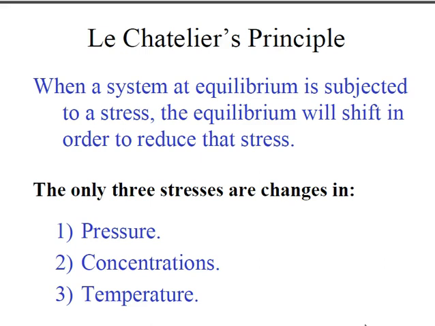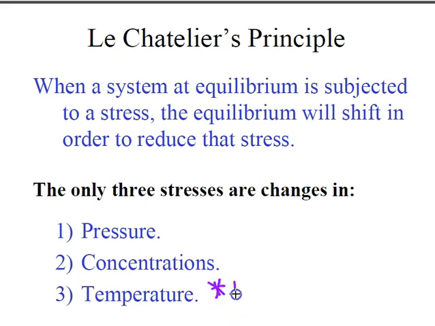There are only three things that can stress a system. One is a change in pressure, because if you think about Kp, if you change your pressure, that's going to change your Q value. If you change your concentration, that is going to change your Q value as well, and you'll have to shift back to get back to K. If you change the temperature, that actually changes the K value, so then the system will have to shift to balance back to the new K value. So let's put a star by that one.